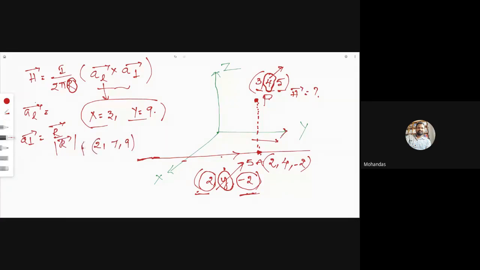While establishing the perpendicular distance, the source point will be what? The source point will be x equal to 3 and y equal to 9 as it is. We have to write x equal to 3, y equal to 9 as it is. Which one should be the Z value? Z value should be how much?